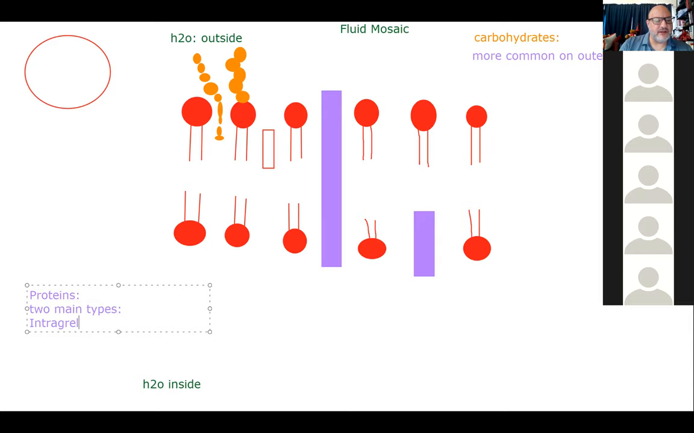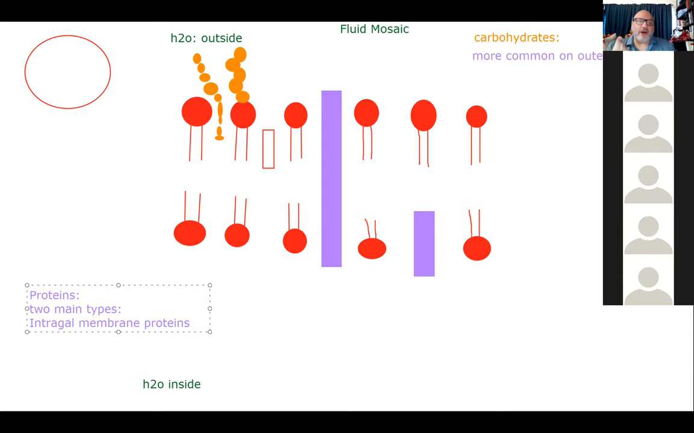All right, none of that looks right. Integral. I can't figure out how to spell it. None of these looks right. Integral. I don't know. Whatever. Membrane proteins.